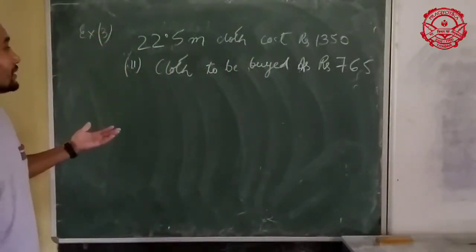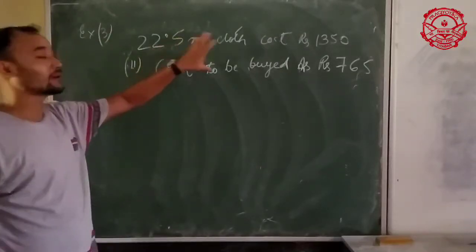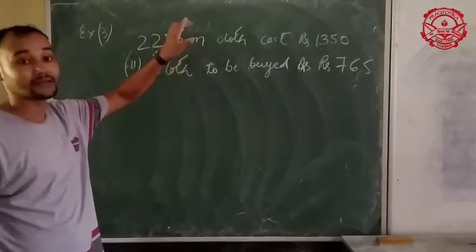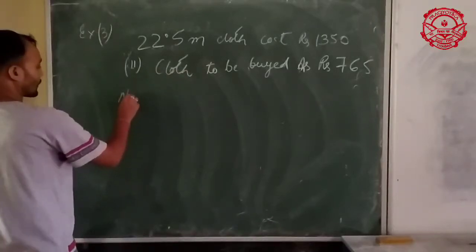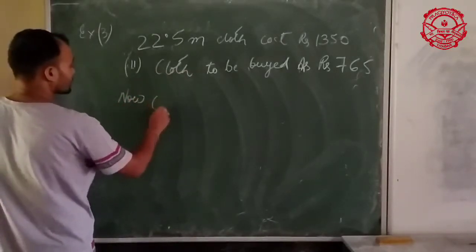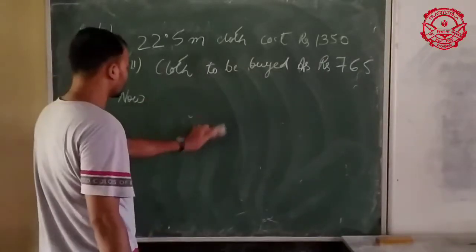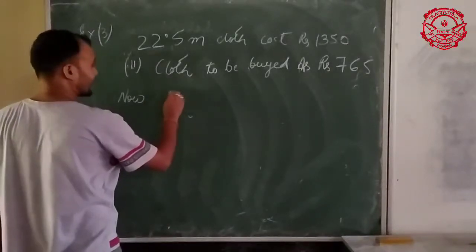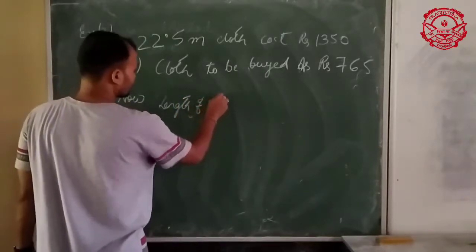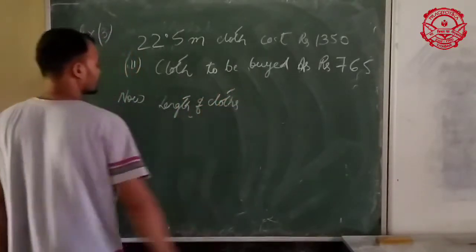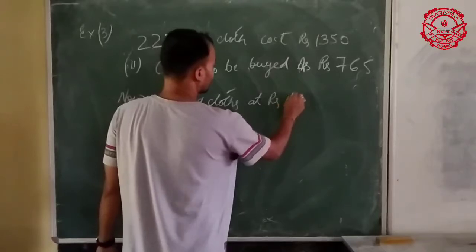Now reverse of this action. At first they gave cloth and asked to find the amount. Now they are giving us amount, we need to find the cloth. That is, we have to reverse this. See how? Now, cost of, cost is the amount of cloth or length of cloth. Length of cloth at rupees 1350 is how much?